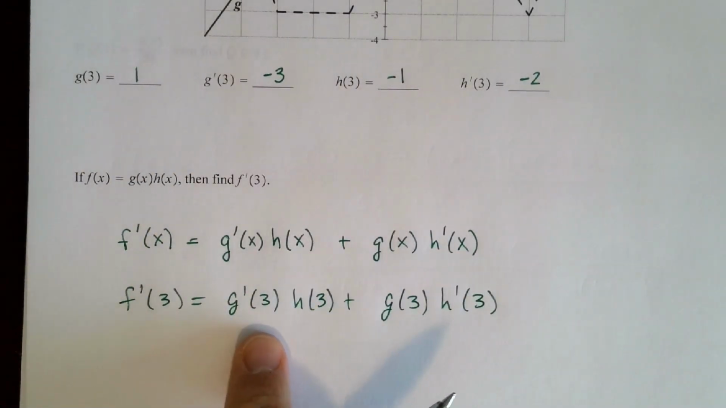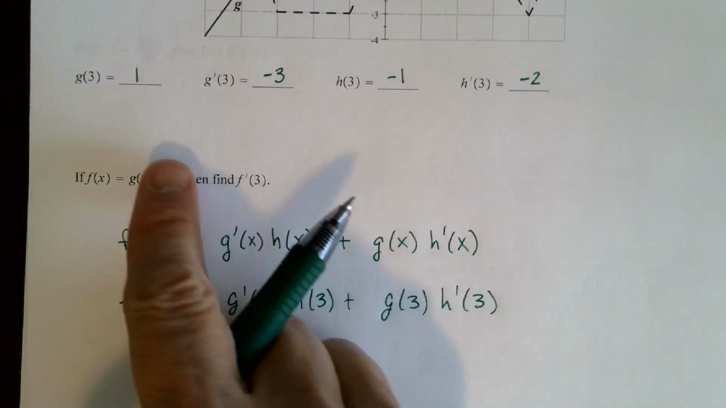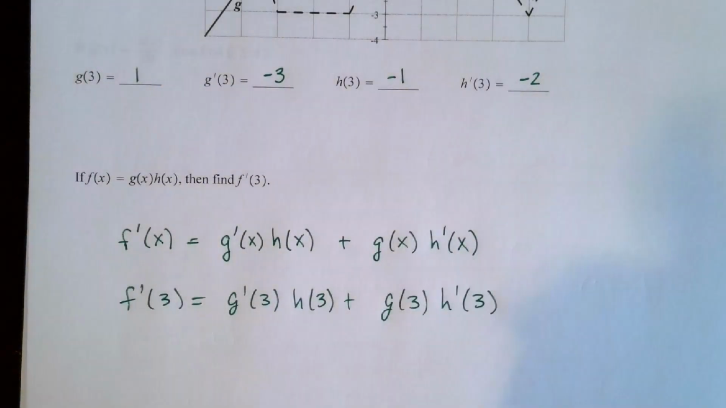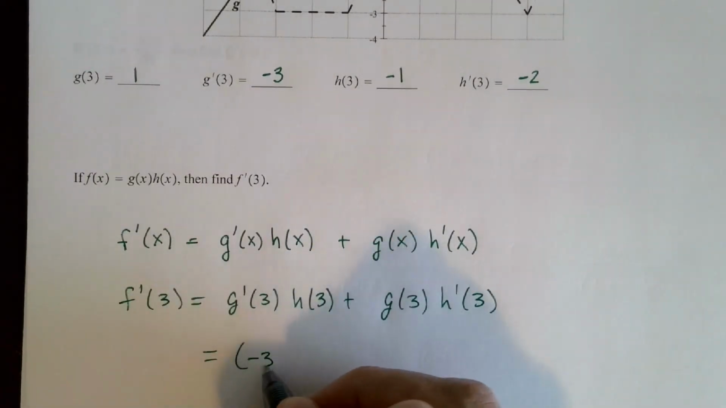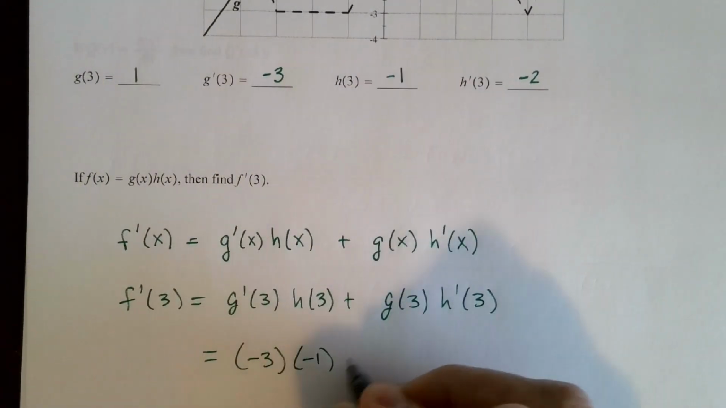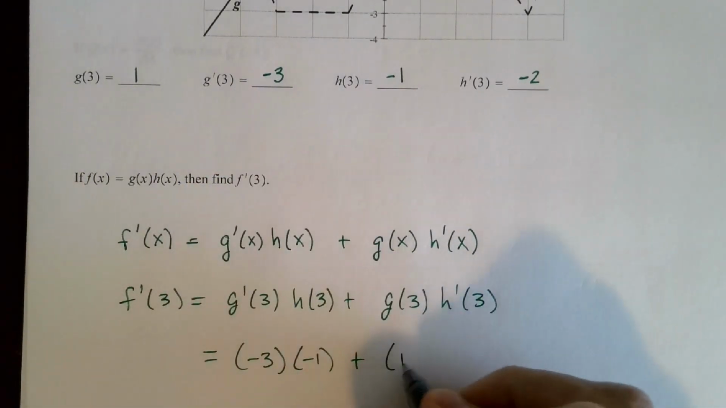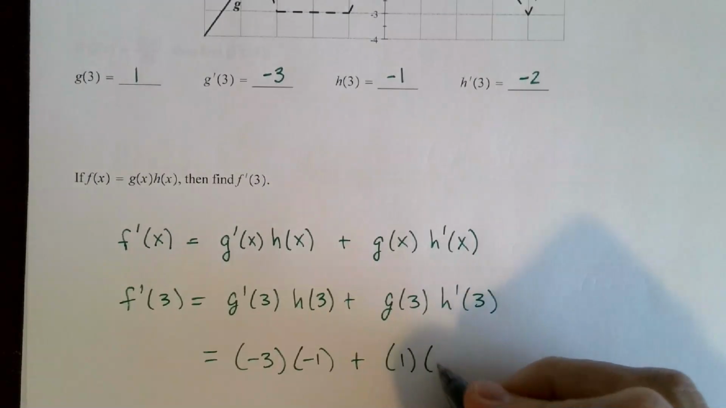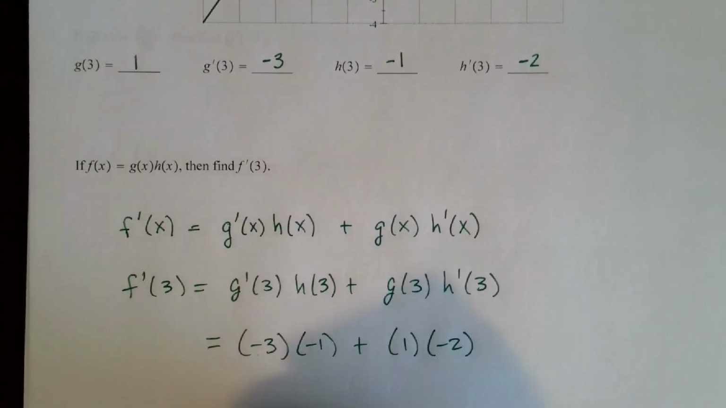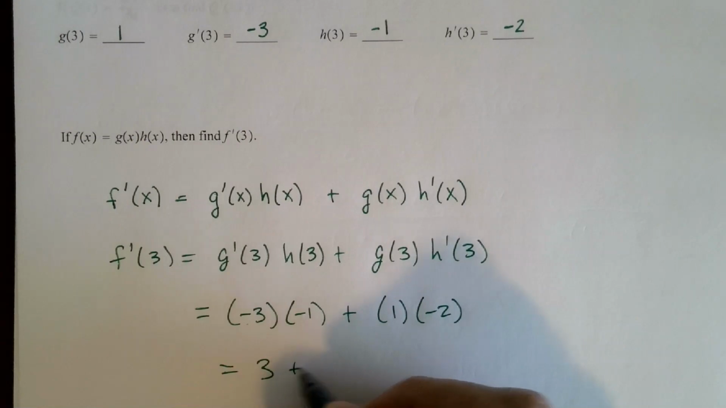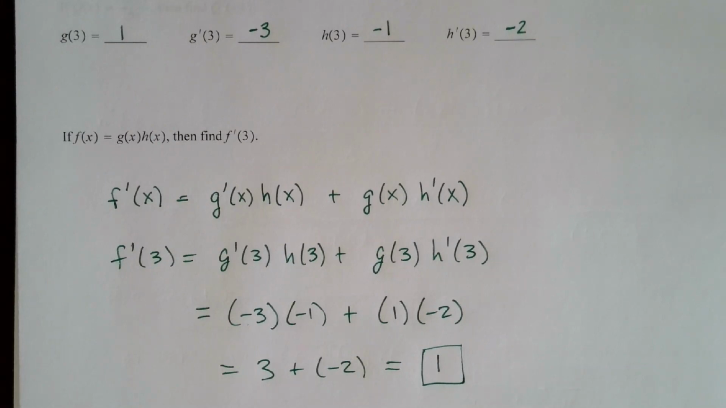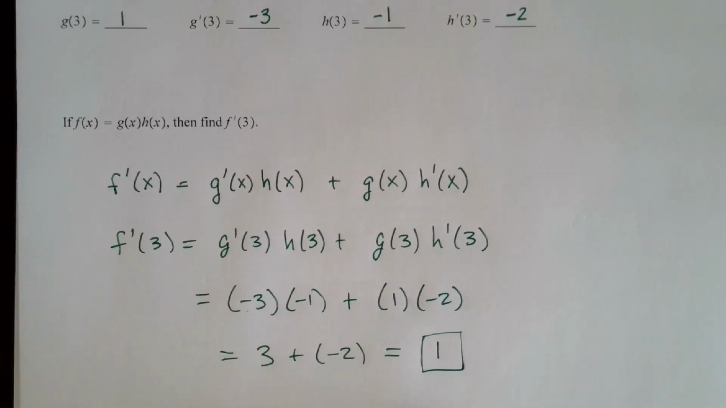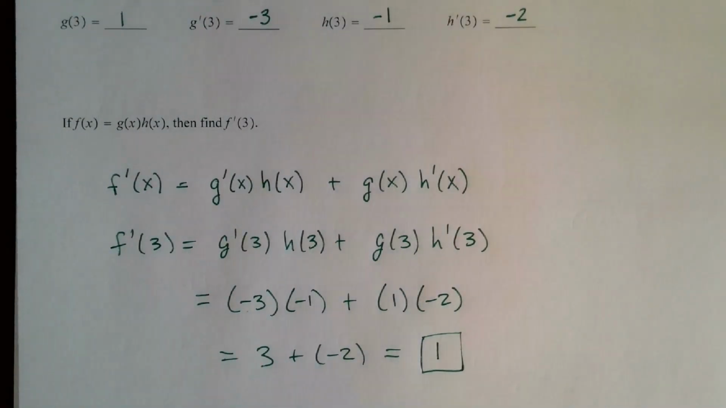And I'll just have you note, each of these values we have found from the graph already. So we're just going to use the graph to estimate these values. G prime of 3 was negative 3. H of 3 was negative 1. G of 3 was 1. H prime of 3 was negative 2. Negative 3 times negative 1 is 3. 1 times negative 2 is negative 2. Add them together, I get 1. There's my answer. F prime of 3 is negative 1. Or it's positive 1, rather. I don't need to find formulas for the functions G or H.